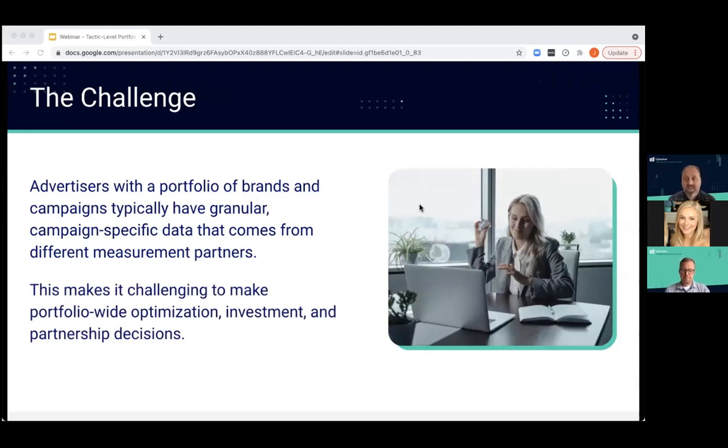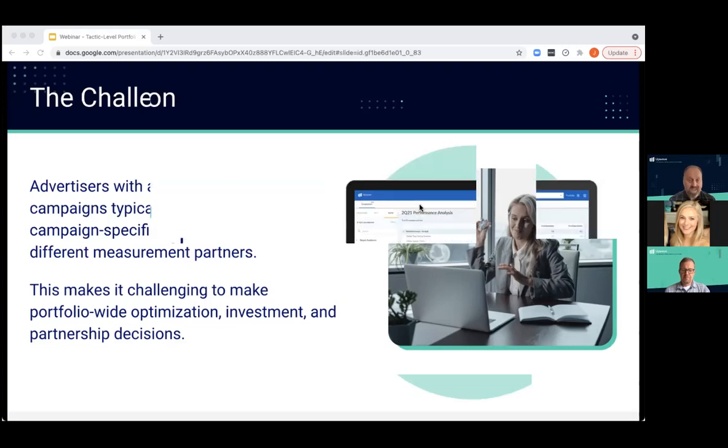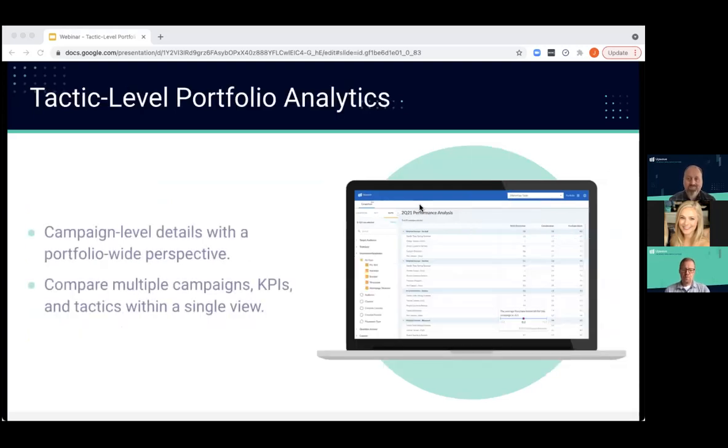And as an answer to these challenges, Upwave is very excited to introduce a true breakthrough in campaign measurement: tactic level portfolio analytics. What are tactic level portfolio analytics? Well, that's what we're here to talk about today. So we've made the tactics you measure in individual campaigns available for you to compare across your whole portfolio of measured campaigns, so that you can compare multiple campaigns, KPIs, and tactics in a single view that can power all sorts of strategic meta-analysis.